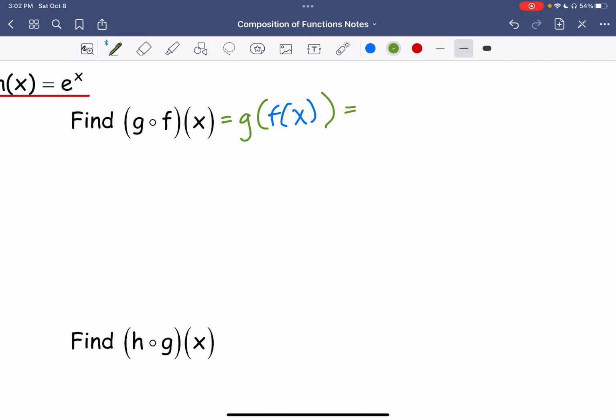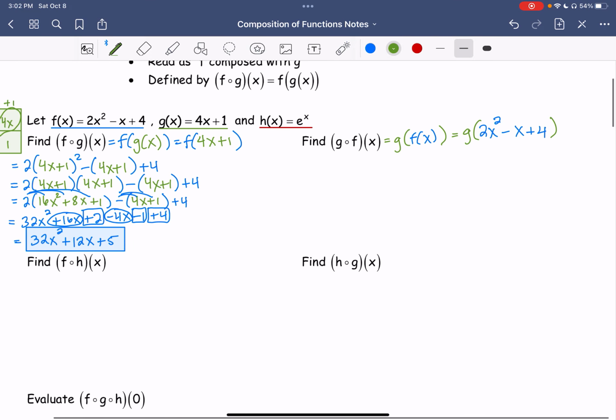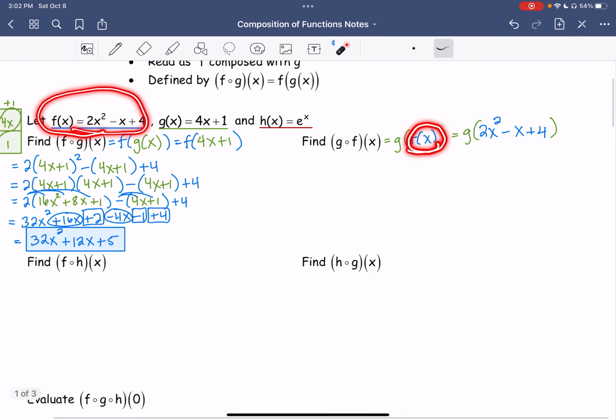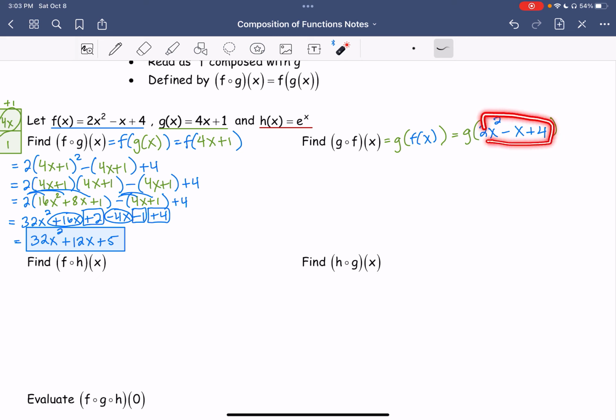So you start with replacing the function of f of x with what it's equal to, which is 2x squared minus x plus 4. Again, we have that here in the question, that f of x was 2x squared minus x plus 4. Now we're going to put all of this into the function of g. We know g because it says g in the front.